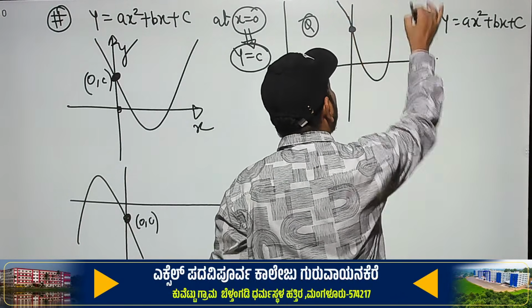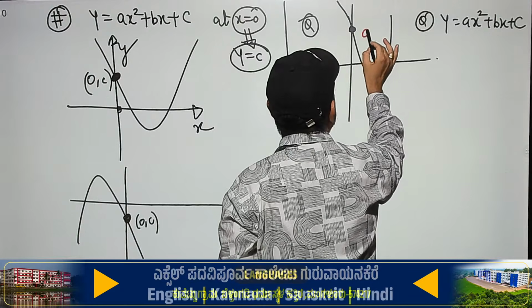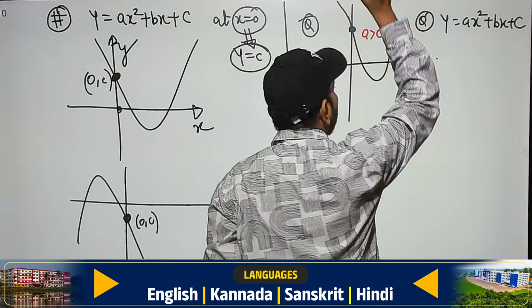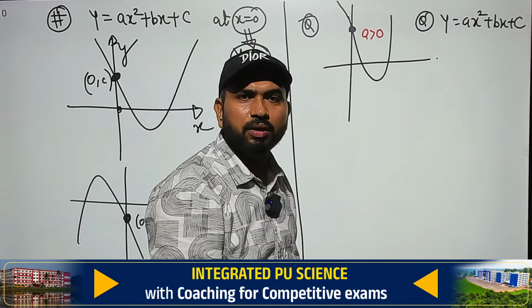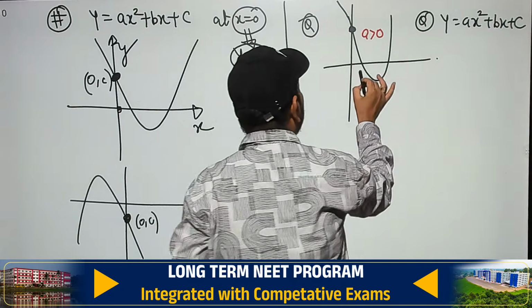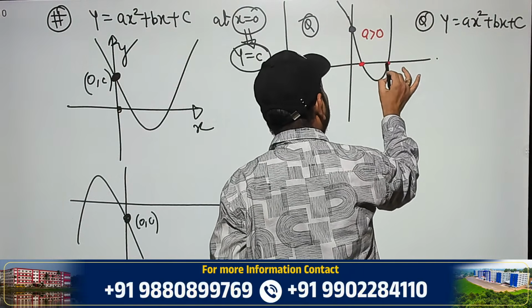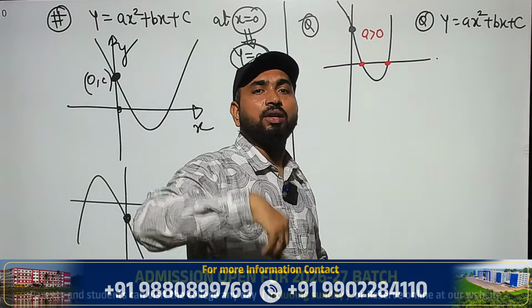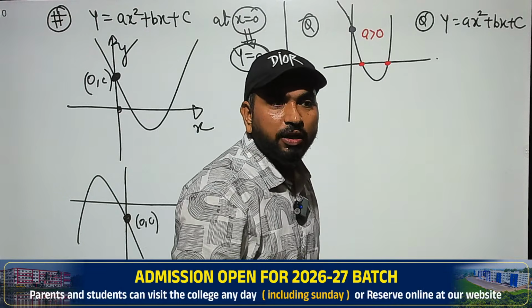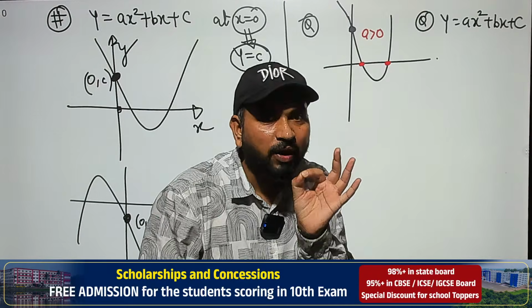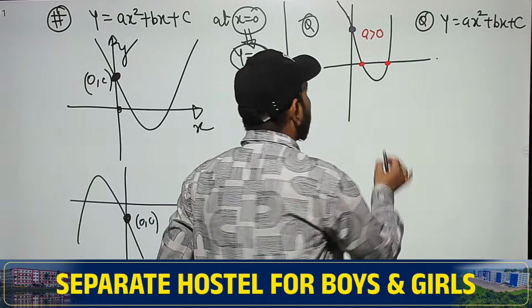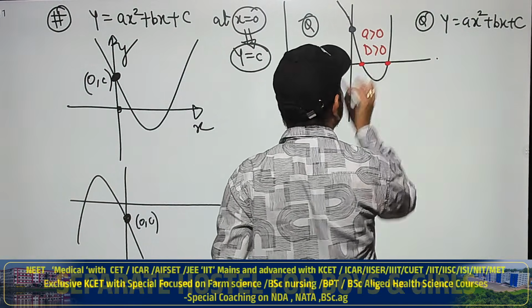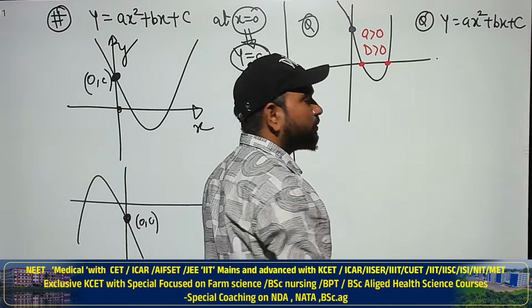This graph is an upward parabola. Sir, this a is positive, 100% guarantee. And this graph is cutting the x-axis at 2 points. It means two distinct roots are present. It means D must be greater than 0. So D is greater than 0.